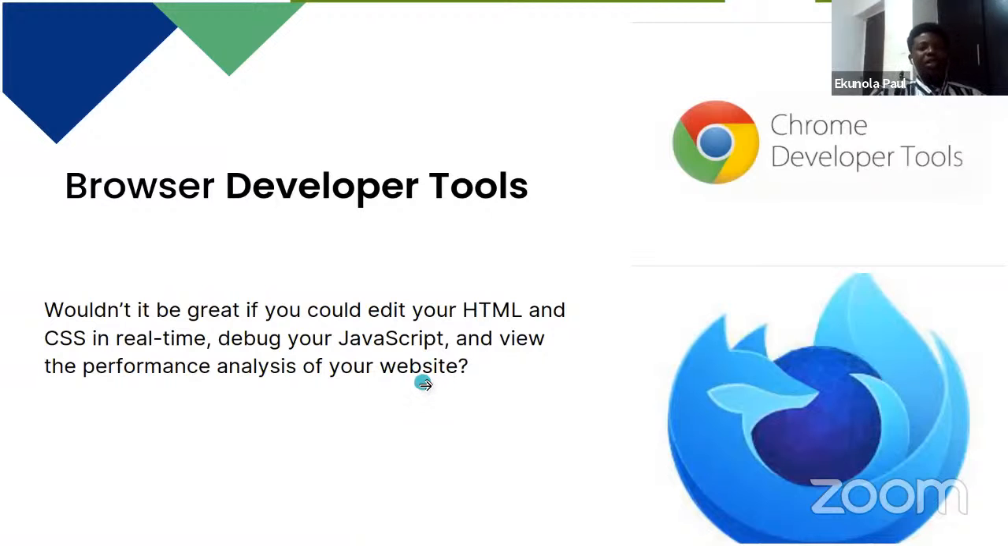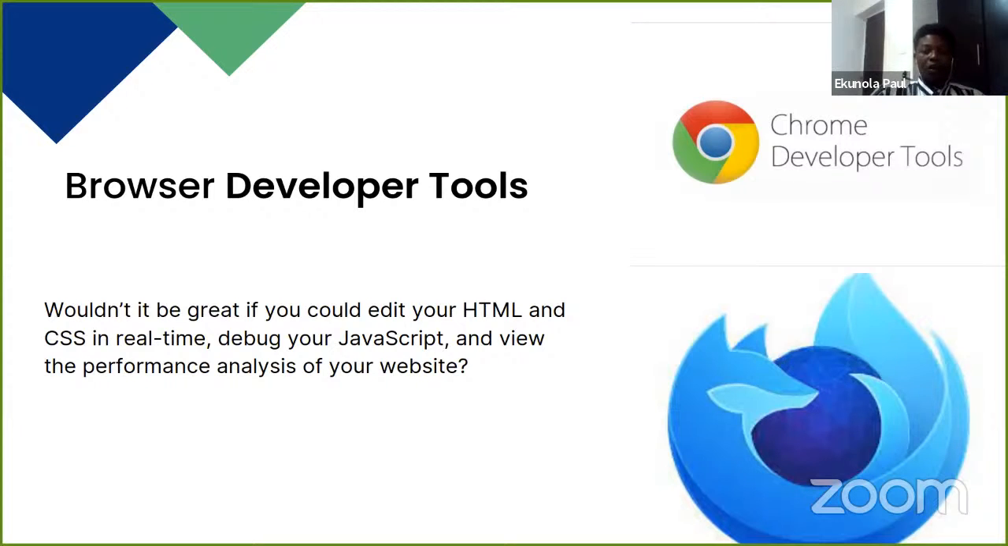I'll start with this: wouldn't it be great if we could edit our HTML and CSS in real time? That's editing what we have on our browser. For instance, you go to wikipedia.com, you see the interface, and you wonder how the content developers build these things. One thing that comes in handy is our Chrome developer tools, or browser developer tools basically, but I'll be using Chrome as my main topic today because we also have developer tools across all browsers.